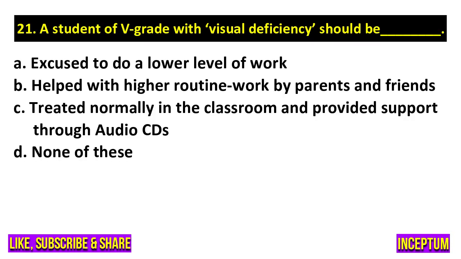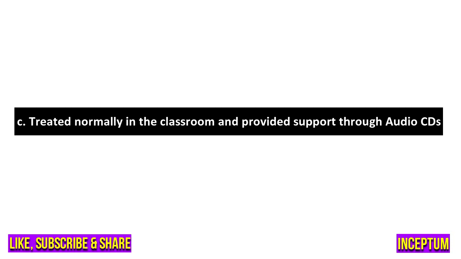Question number 21. A student of 5th grade with visual deficiency should be. In the options we have excused to do a lower level of work, help with the higher routine work by parents and friends, treated normally in the classroom and provided support through the audio CDs. None of the above. And the right one is option C, treated normally in the classroom and provided support through audio CDs.